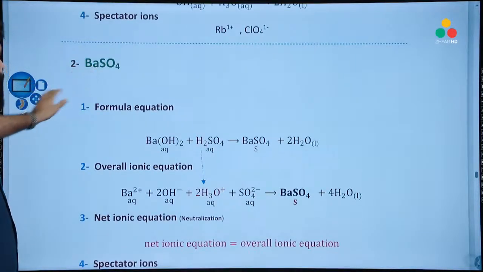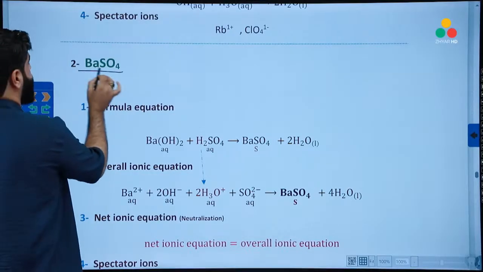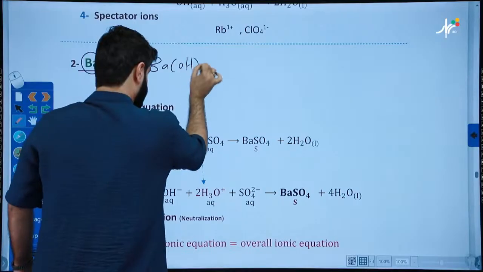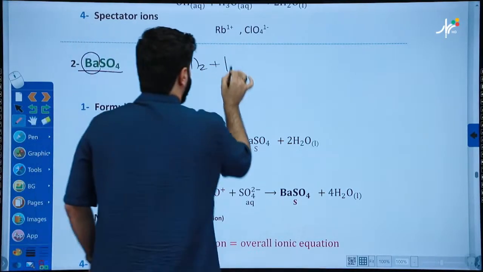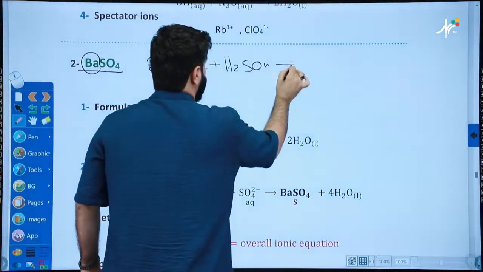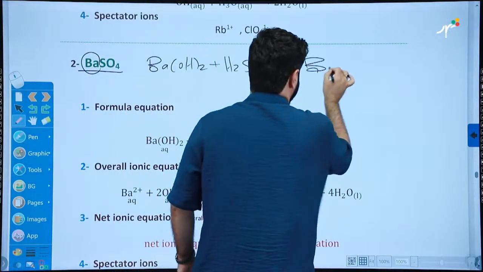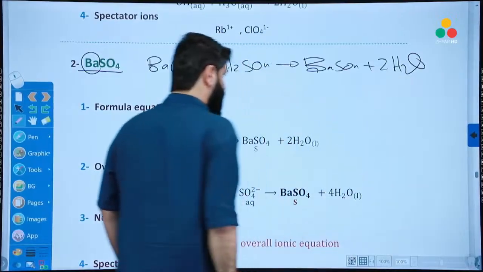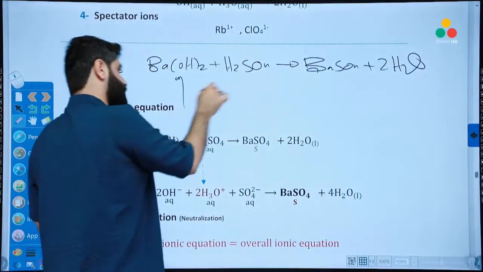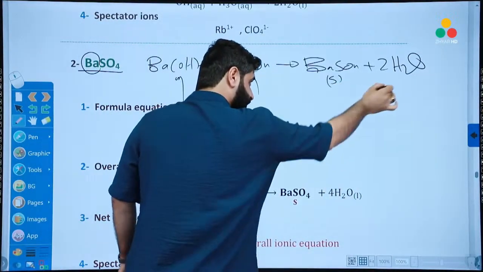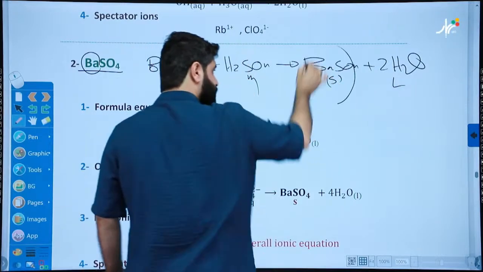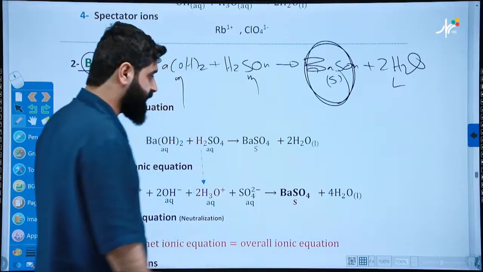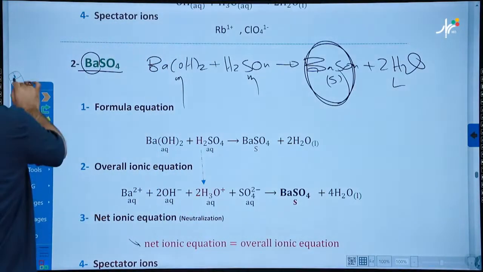Ba came from Ba(OH)2 plus H2SO4 together to form the salt, BaSO4 plus H2O. Now this is balanced. Okay, this is AQ. This one is solid, liquid. So there's no spectator, because the salt is solid and the overall equation equals the net ionic equation.